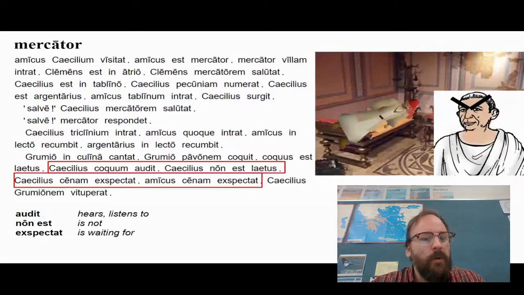Caecilius coquum audit. Whom does Caecilius hear? What's his response? Caecilius non est laetus. The cook was laetus. Caecilius non est laetus. Caecilius cenam expectat. What's Caecilius waiting for? Amicus cenam expectat. What's the friend waiting for?